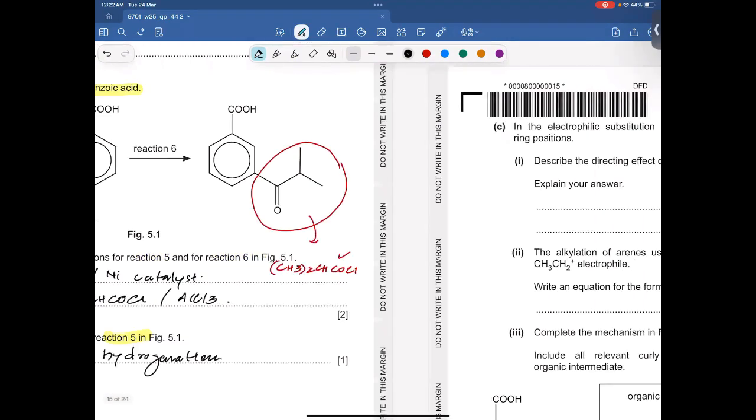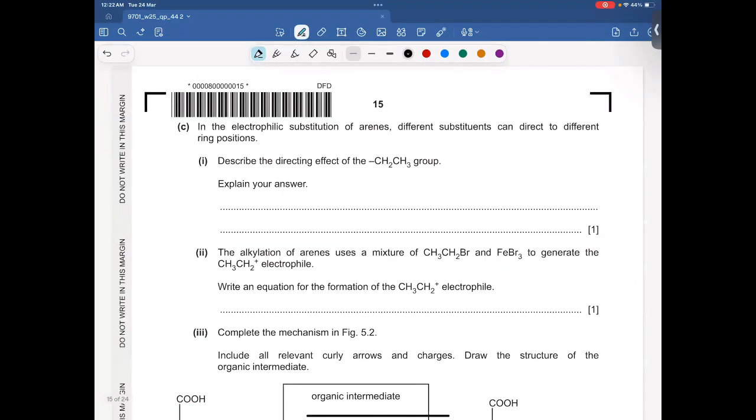In the electrophilic substitution reaction of arenes, different substituents can direct to different ring positions. Describe the directing effect of this group. It is an electron donating group, ortho-para directing group, activating group. So it directs the electrophile towards ortho position and para position, that is 2, 4, and 6 position. Okay. So the electrophile surely goes or surely attaches to the second, fourth, and sixth carbon atom.